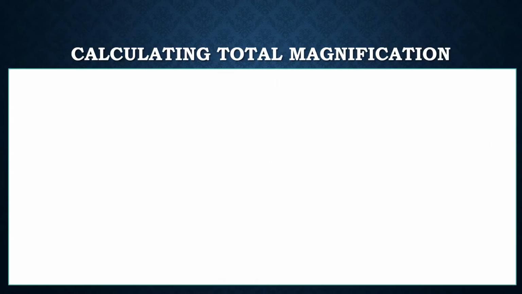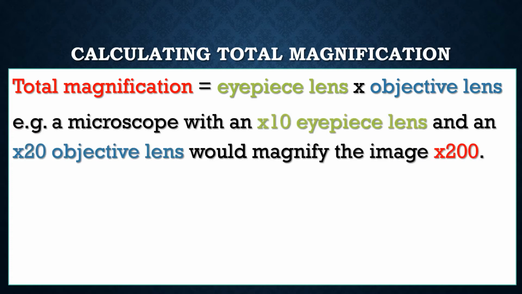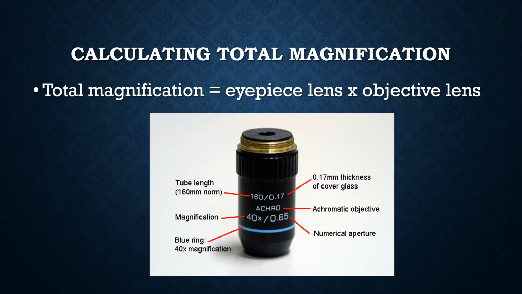So let's work out how to calculate a magnification of an image. We use the equation total magnification equals the eyepiece lens multiplied by the objective lens. For example, a microscope with an eyepiece lens of times 10 and an objective lens of times 20 would magnify the image times 200. 200 is the product of 10 and 20. On the objective lens, the magnification will be printed.